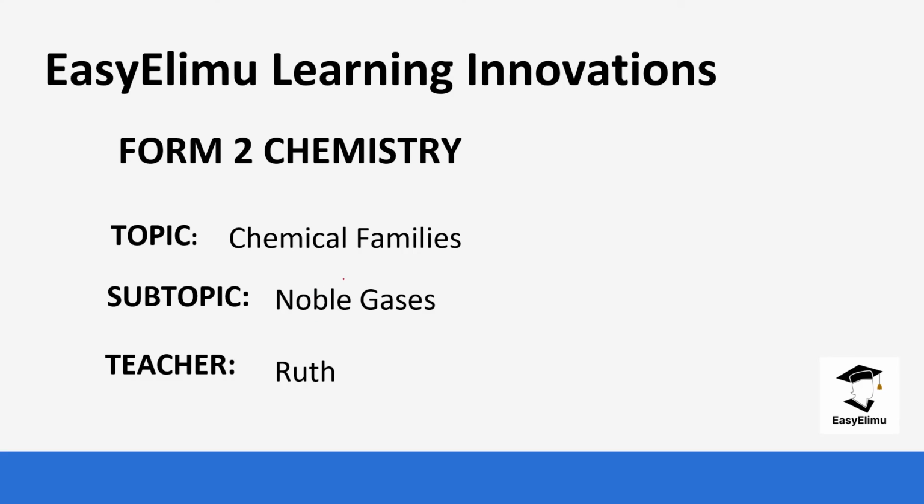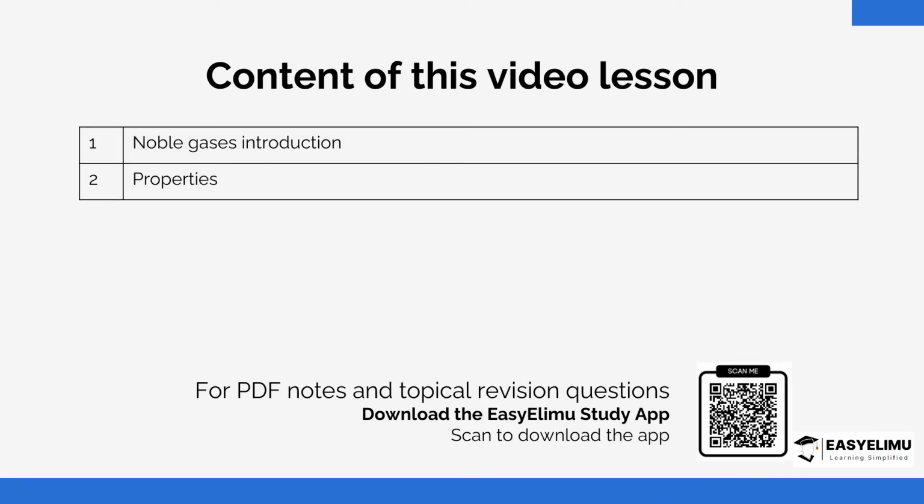My name is Ruth, and the topic for today is chemical families. We are going to be looking at the noble gases. Previously, we were able to look at the halogens and also physical and chemical properties of halogens. So for today, we're just going to cover the whole of noble gases. We look at some of the elements that are in the group, and then some of the properties and uses of noble gases, and then we'll end the lesson.